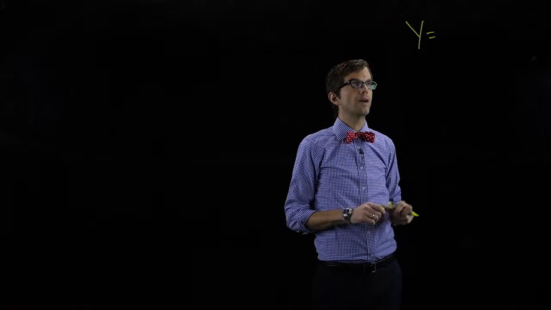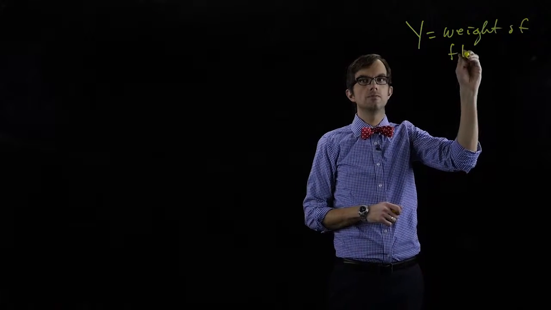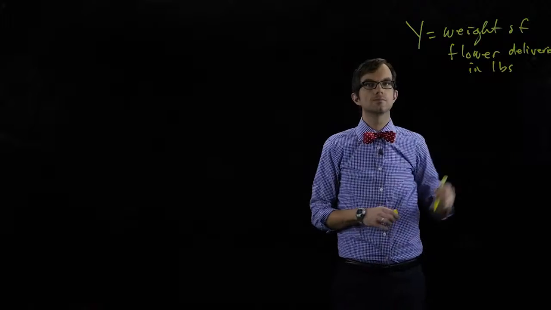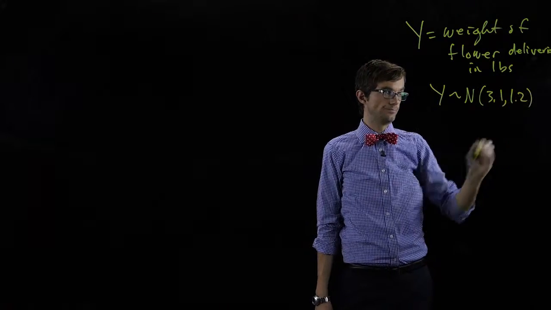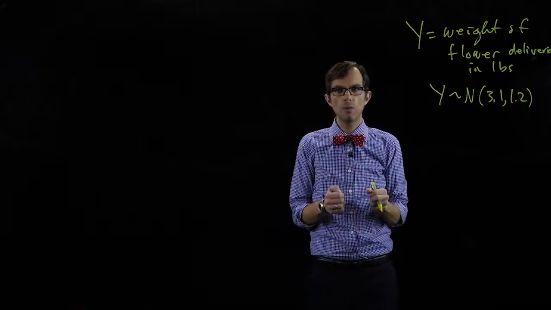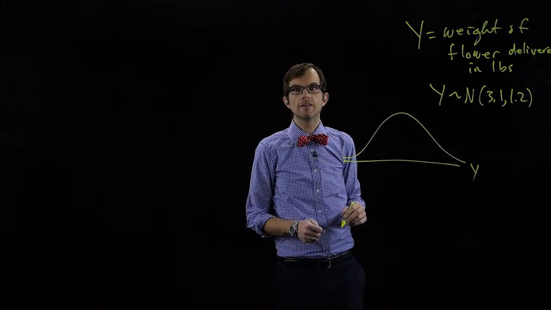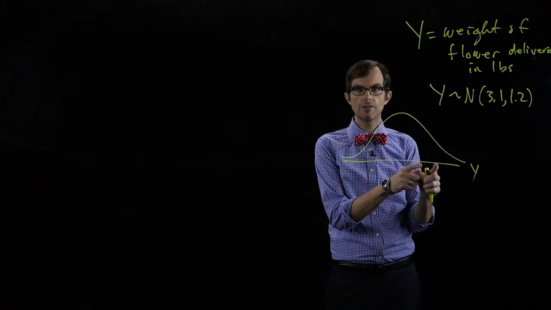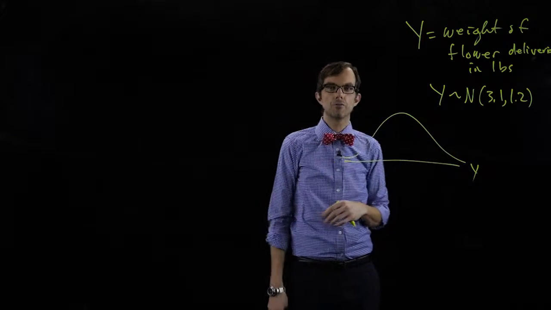Okay, so we've got a normally distributed random variable y, and that is the weight of flower deliveries in pounds. Okay, and we know that y is normally distributed with mean 3.1 and standard deviation 1.2 pounds. And this is kind of a tricky problem. We need to pick a value C such that 90% of all of those deliveries are at least 0.2 pounds under the surcharge weight.